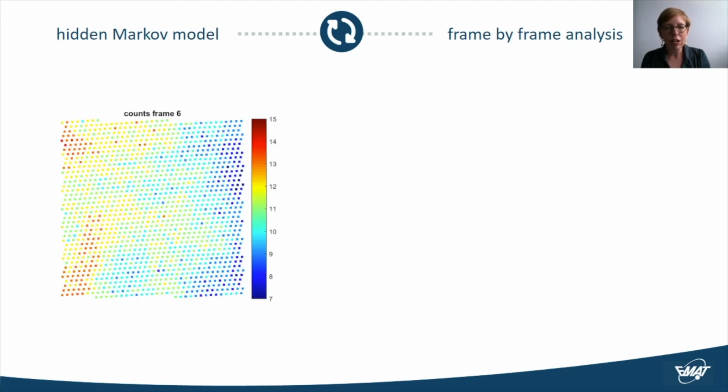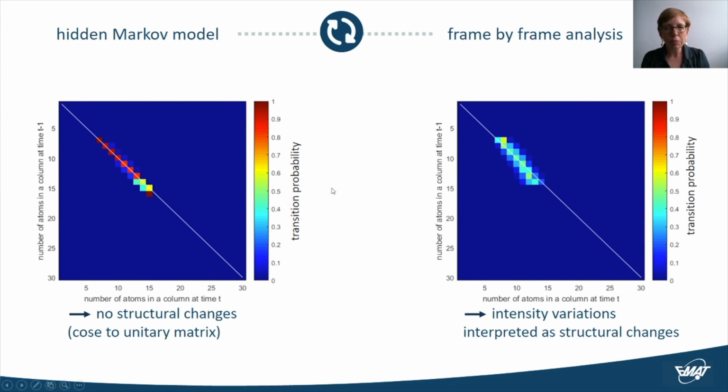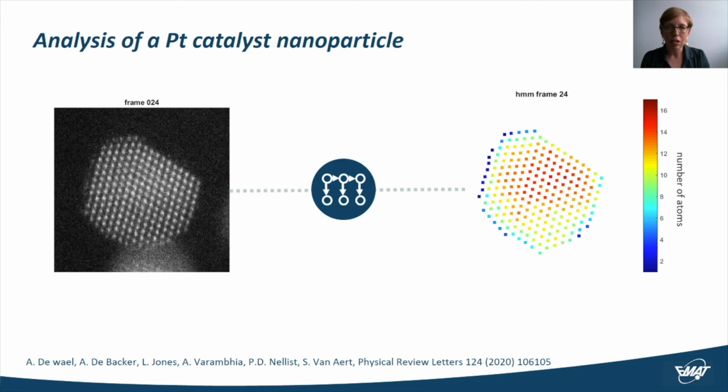And here you see the number of atoms estimated using the hidden Markov model and using a frame-by-frame analysis. When comparing the transition probabilities obtained using both methods, it is clear that the transition matrix estimated from the hidden Markov model indicates smaller and more smooth structural changes over time as expected, whereas a frame-by-frame analysis interprets intensity changes related to limits in the attainable precision as structural changes. We have also analyzed the time series of images of a platinum catalyst nanoparticle using the hidden Markov model. And here you see changes in the number of atoms over time.